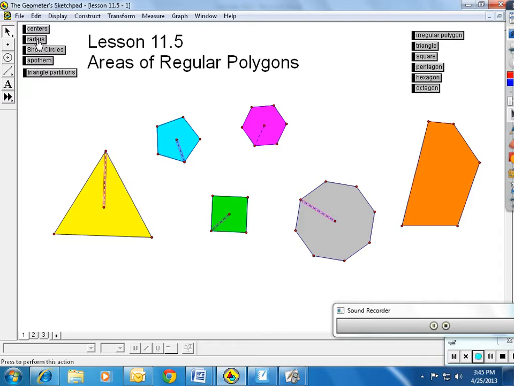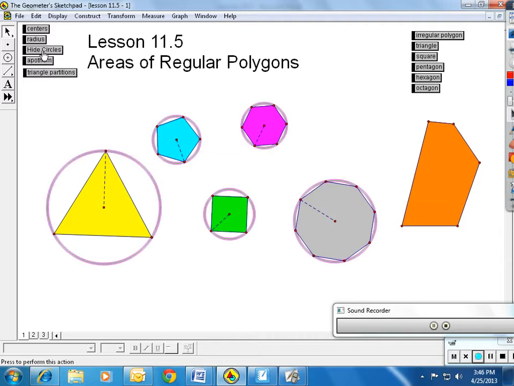It also has a radius. The radius goes from the center to the outside point. It really is the radius of the circle that circumscribes the polygon. So you can see the circles there, and the radius of this equilateral triangle is also the radius of the circle. The radius of the pentagon is the radius of that circle, and so on and so forth.